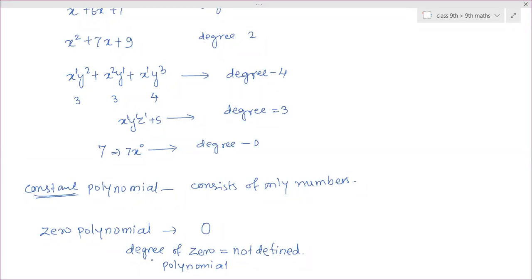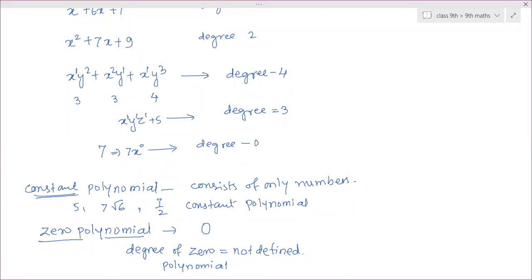Can you give an example? A constant polynomial consists of only numbers. So 7 is a constant polynomial. 5 by 2 is a constant polynomial. 7 root 6, 7 by 2. So these are all constant polynomials. And a constant polynomial with only the number 0 is called the zero polynomial. There's nothing else. Apart from 0, nothing is there. So that is called the zero polynomial. There is no other example, only this. Only 0. The number is 0 only.